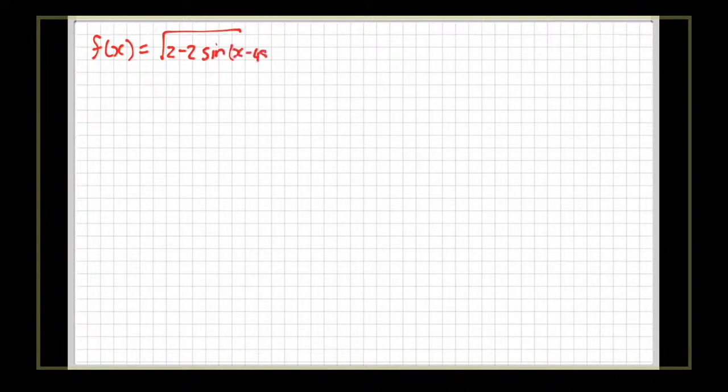I want to do one more little question, simply because I'm feeling excited to see something like this. Let's say in the exam, they give you this f(x), and they give you f(x) = square root 2 minus 2 sin of (x minus 45 degrees).